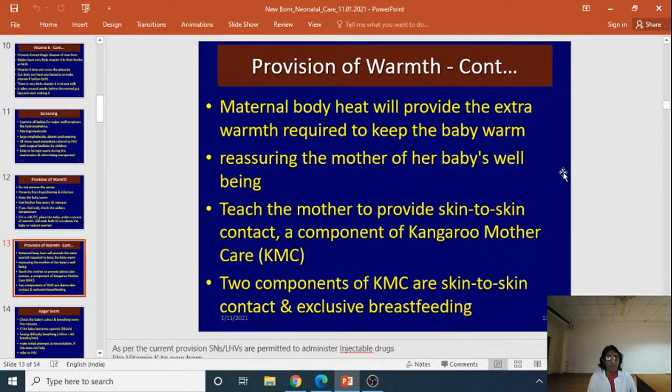What is that called? That is called kangaroo mother care. This also you will learn in pediatrics. This is a short note for you all. Kangaroo mother care has two components: one is skin to skin contact, and also exclusive breastfeeding. If the baby is put skin to skin, the baby also gets an opportunity to feed through the breast, and the mother also gets an opportunity to feed the baby.